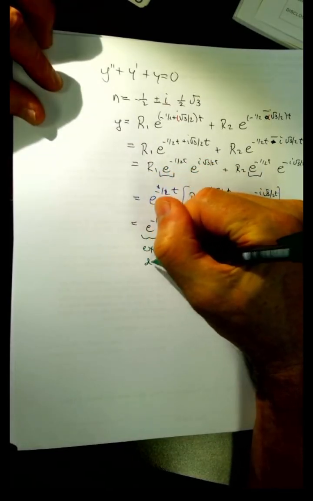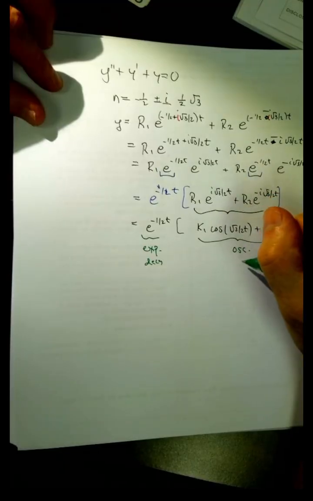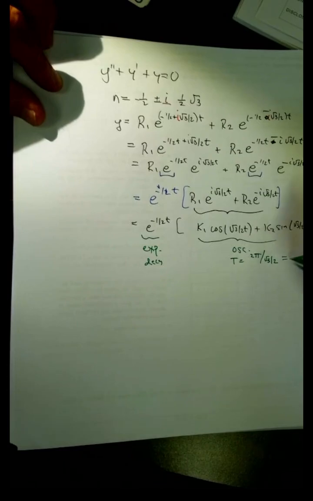And again, this gives me exponential decay, and this gives me oscillations, where now the period is going to be 2 pi divided by the omega, which is this term. And I can simplify that to 4 pi over square root of 3.